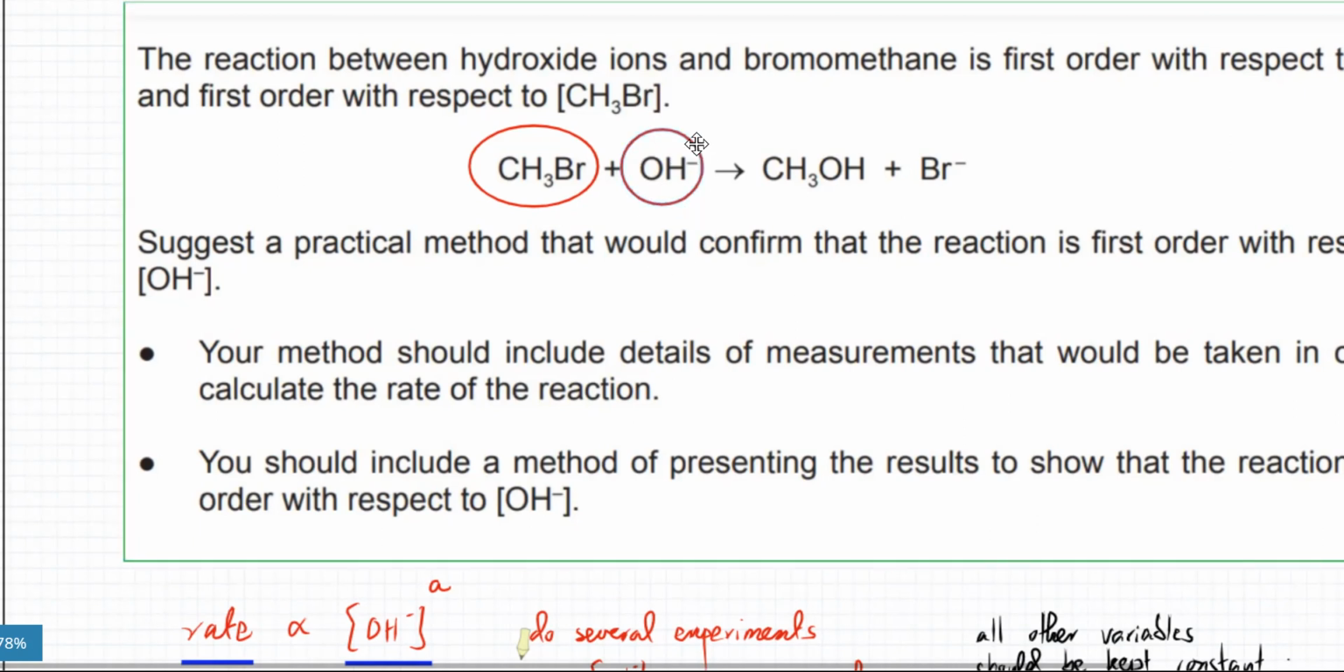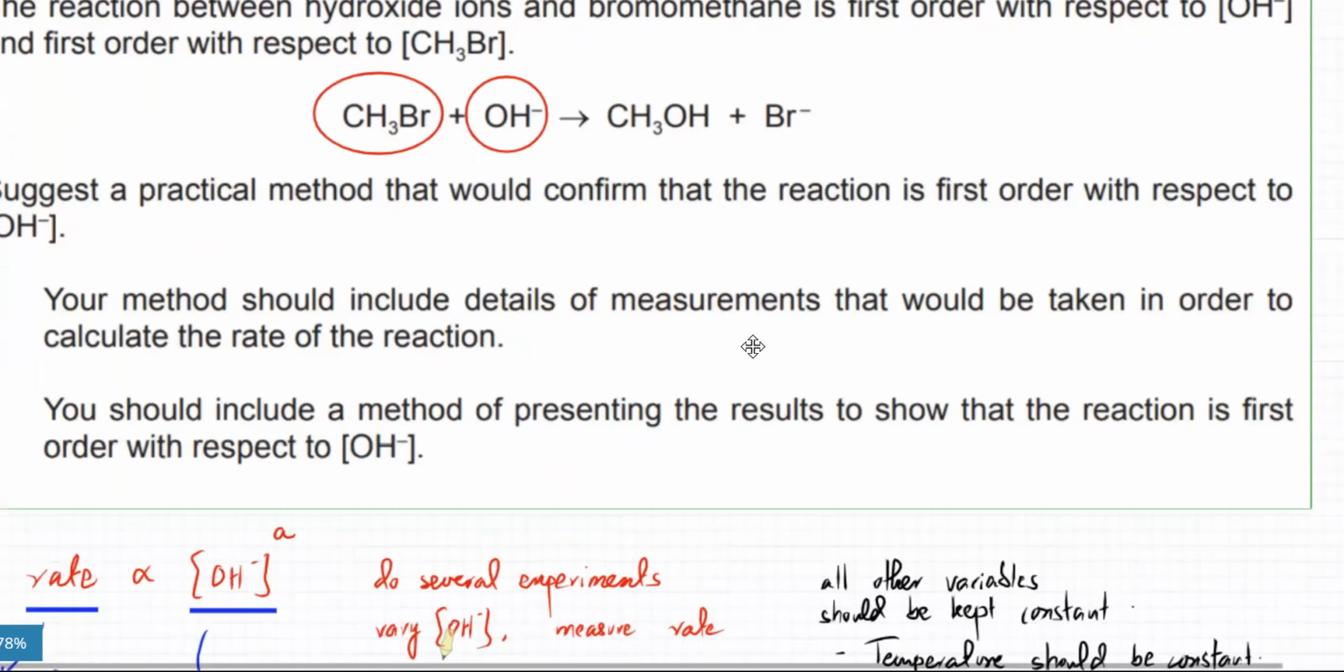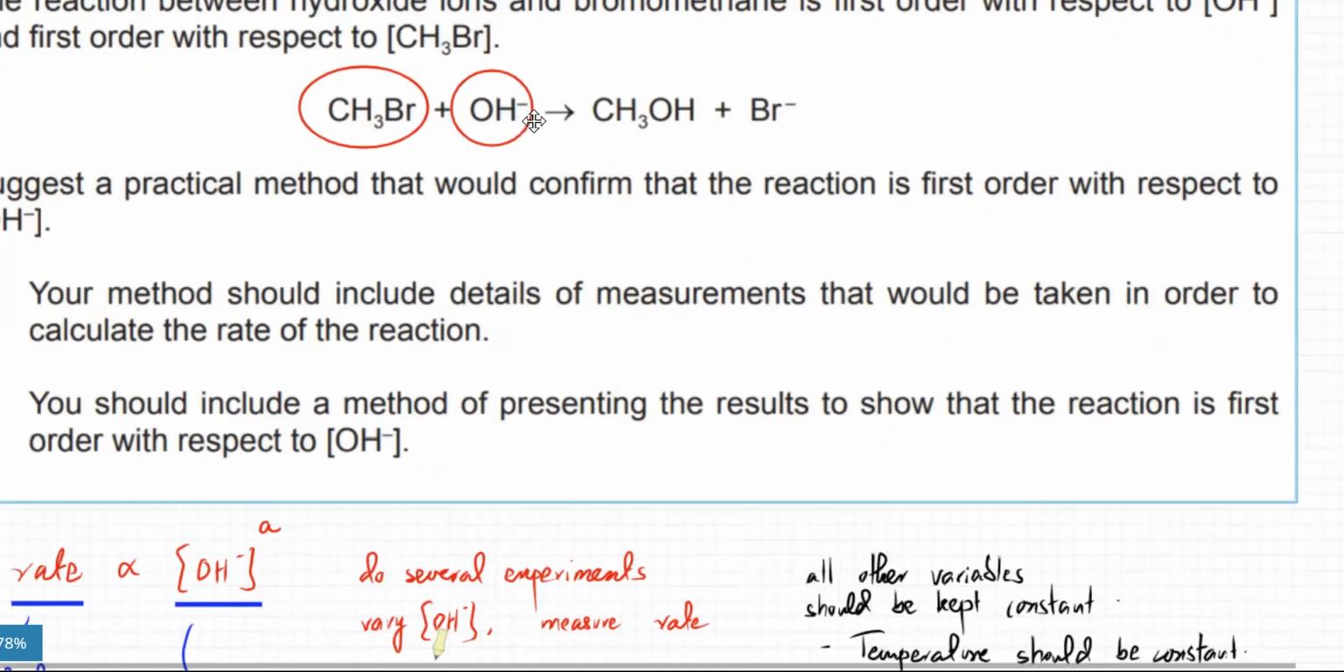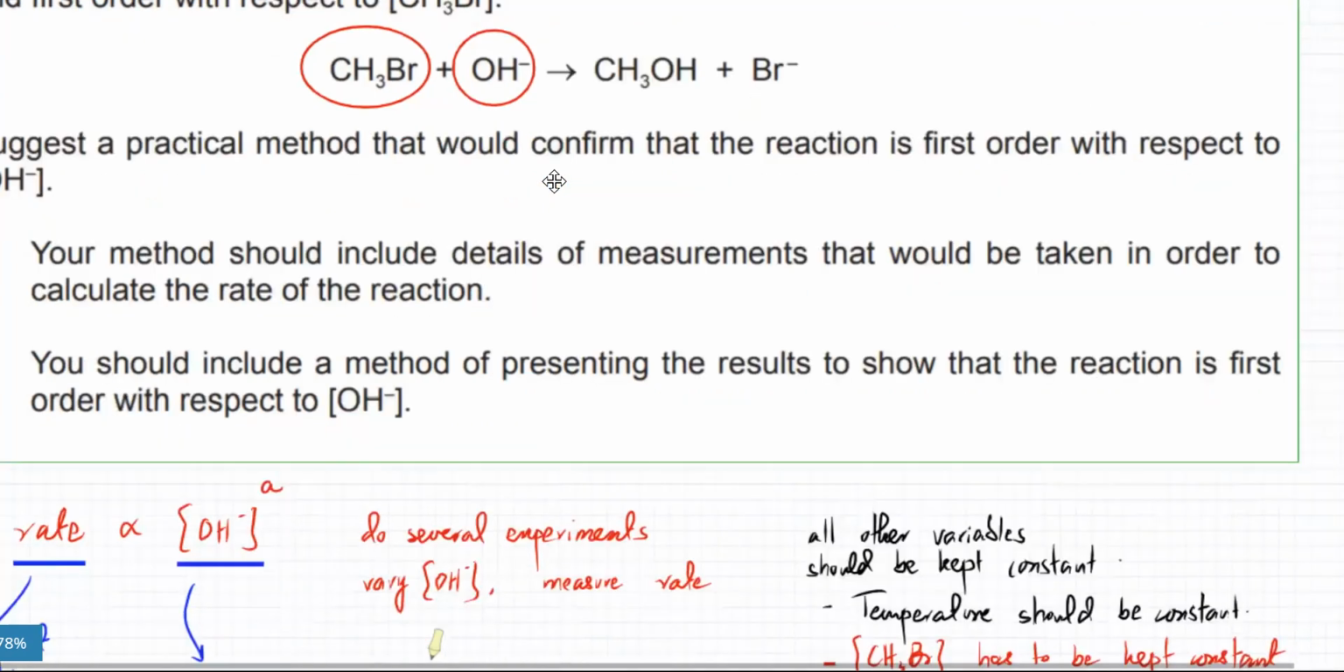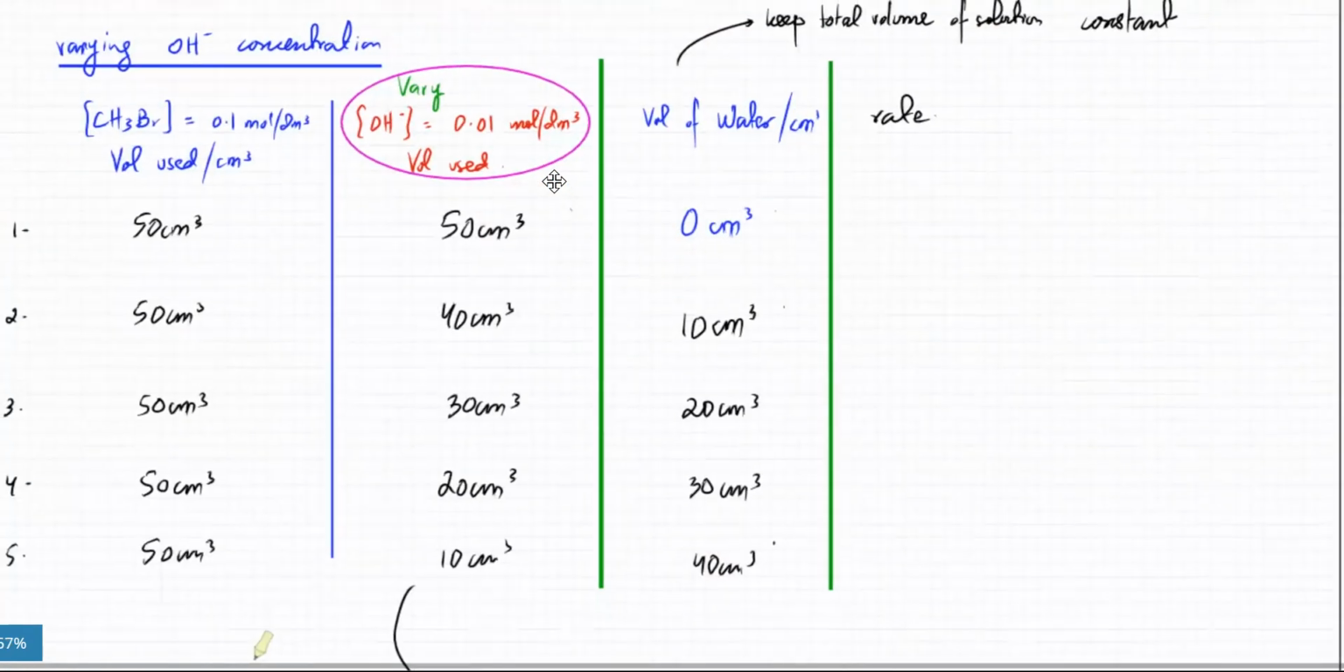So your method should include measurements that will be taken in order to calculate the rate of the reaction. You could also do titration: after a few seconds, you can stop the reaction and titrate it with HCl and figure out how many OH ions are left in the reaction mixture. So you could do all of those. So rate of the reaction would be proportional to 1 over time.